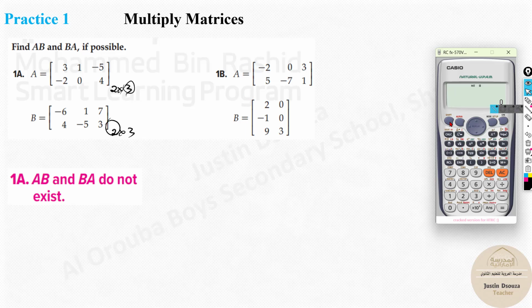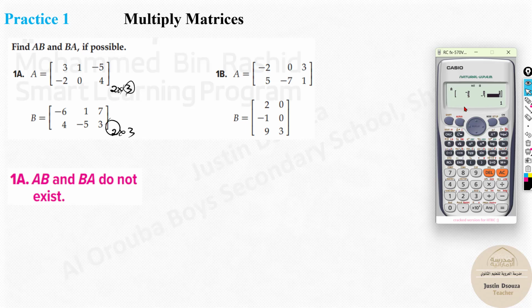Let's try. Now, since I'm starting a new problem, I can go to mode 6, 1 and type its values. What is the dimension? It is 2 cross 3. That is option number 4. Now here, minus 2, equal to, and then we have 0, and then we have 3, 5, minus 7 and 1.